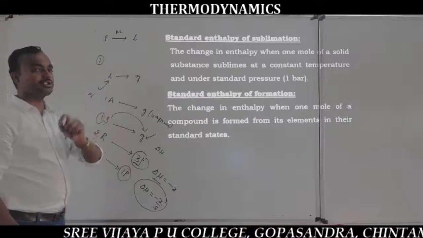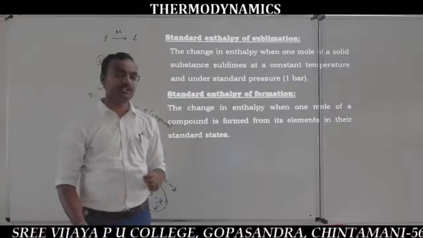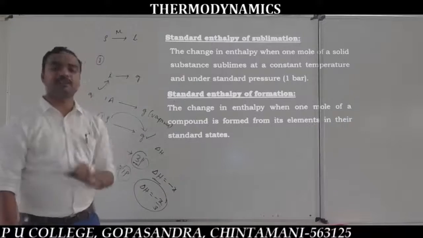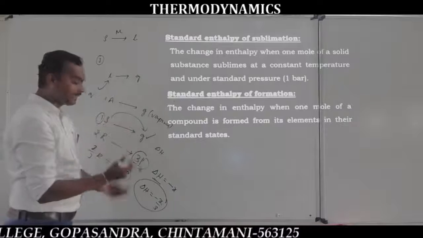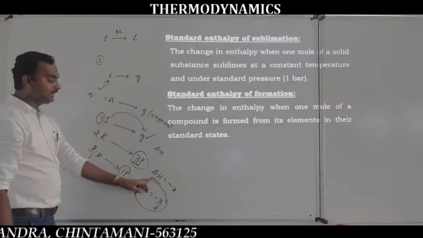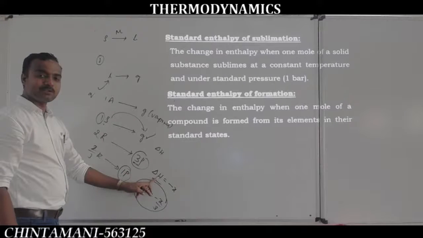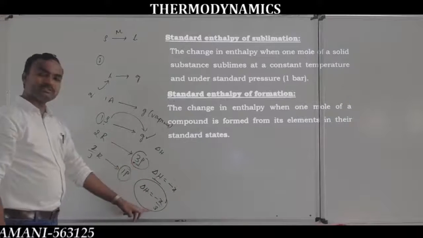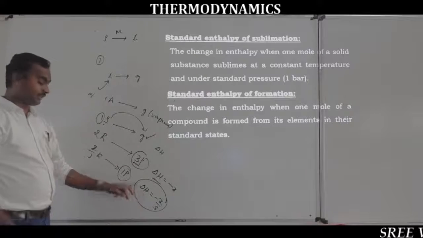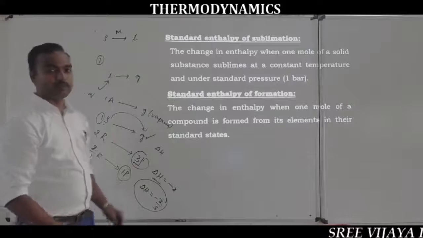The standard enthalpy of formation is the enthalpy change for the formation of 1 mole of the compound. In the given problems, they give 3 moles or 2 moles, and you must calculate it for 1 mole. If delta H is given for the formation of 3 moles of product, divide by 3 to convert to 1 mole. This is the enthalpy change for 1 mole of the compound formation, and that's why it is taken as the standard enthalpy of formation.